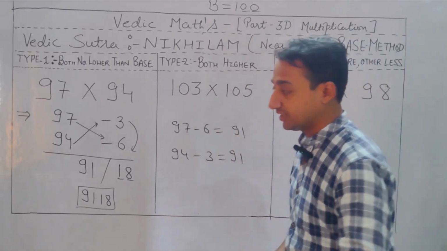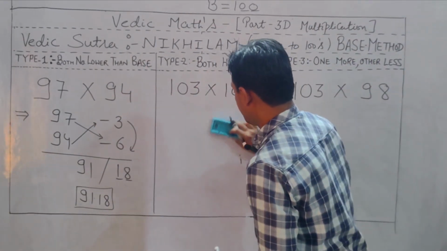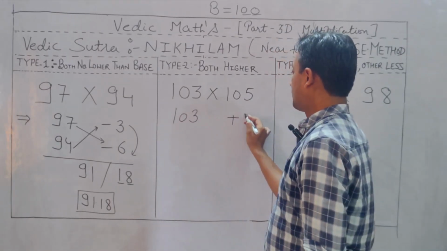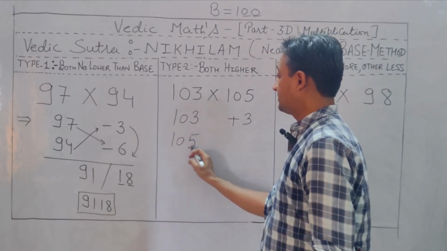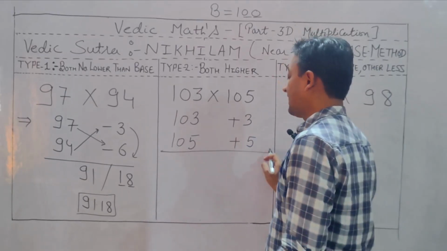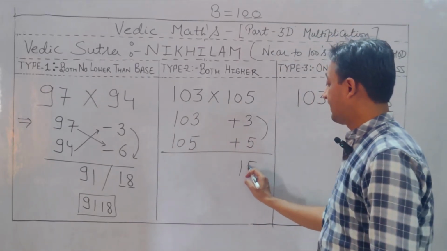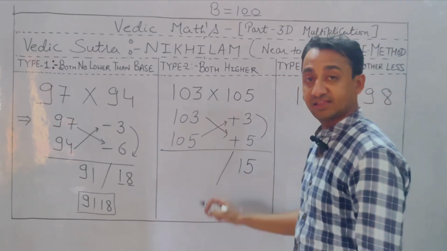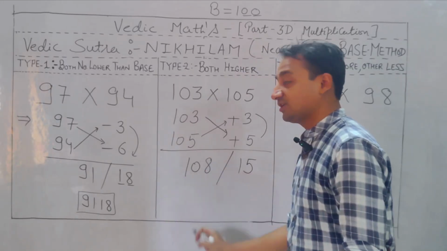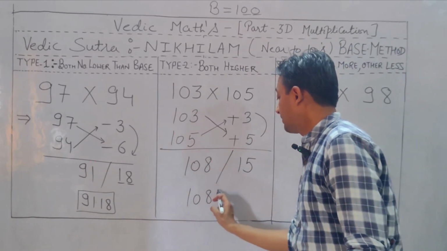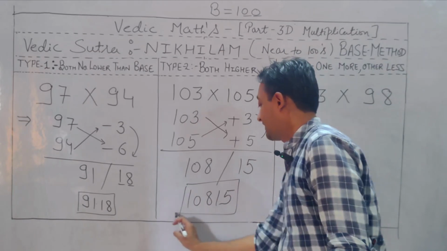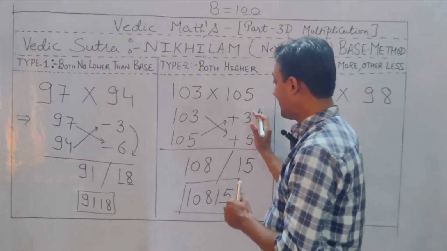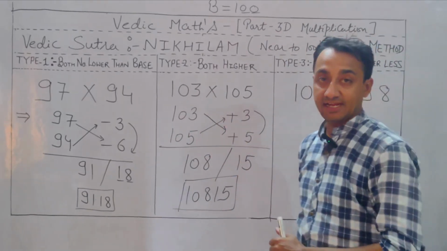Coming to the next part of the question, there are two numbers, one more than the base by 3 and the other also more than the base, by 5. The same method will apply here. 5 times 3 is 15. I am writing 5 times 3 is 15, and the slash. 103 plus 5, or 105 plus 3, in both cases we get 108, and the final answer is 10815. This is also the simplest method: directly multiply the differences and add diagonally.